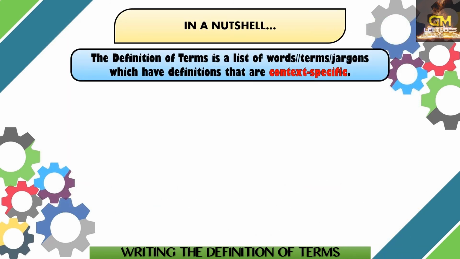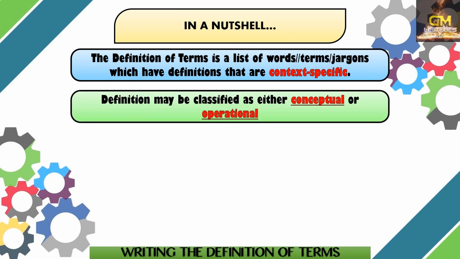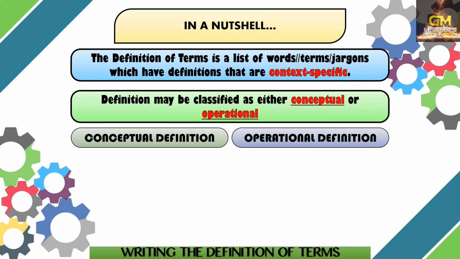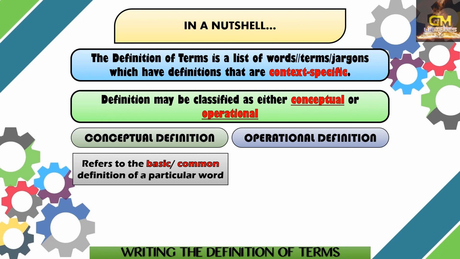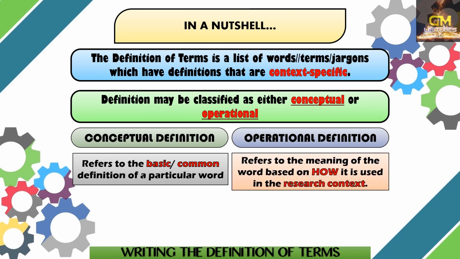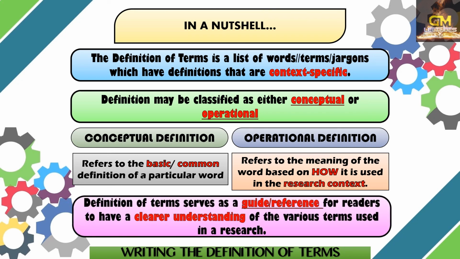In a nutshell, the definition of terms is a list of words, terms, or jargons which have definitions that are context-specific. The definition may be classified as either conceptual or operational. When we talk about conceptual definition, it basically refers to the basic or common definition of a particular word, whereas an operational definition refers to the meaning of the word based on how it is used in the research context. And lastly, the definition of terms serve as a guide or reference for readers to have a clearer understanding of the various terms which are used in a research.